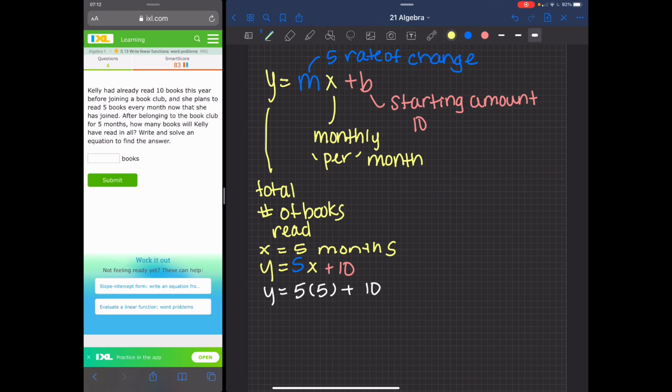So back to our equation. We know that we're going to simplify. So y equals, I have to multiply first, which is 5 times 5 is 25, plus 10. So then y equals 35. So she read 35 books in 5 months.